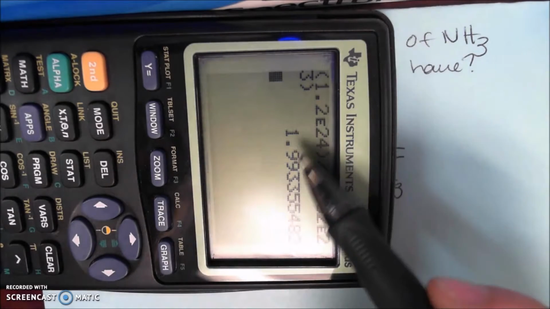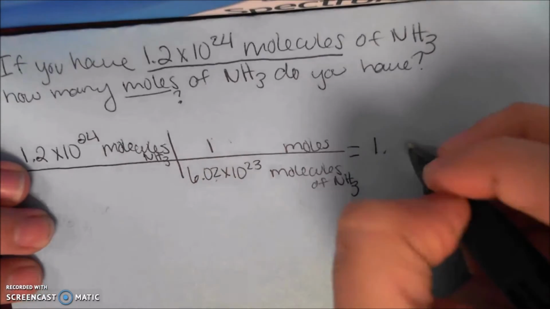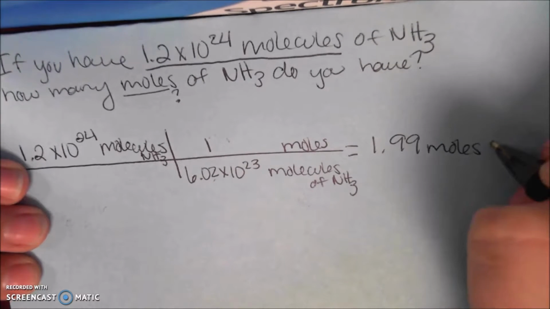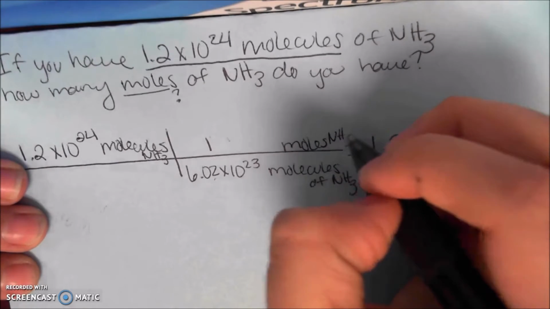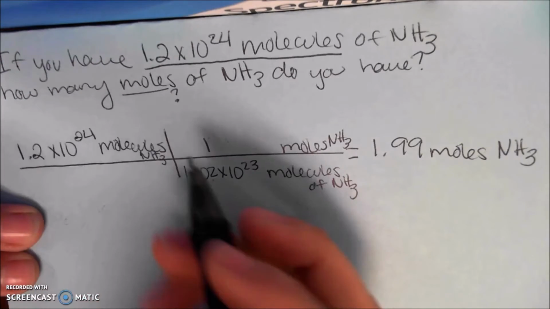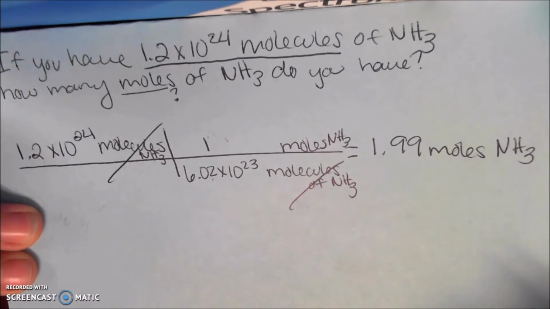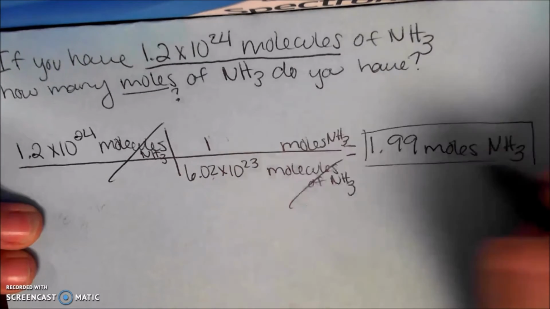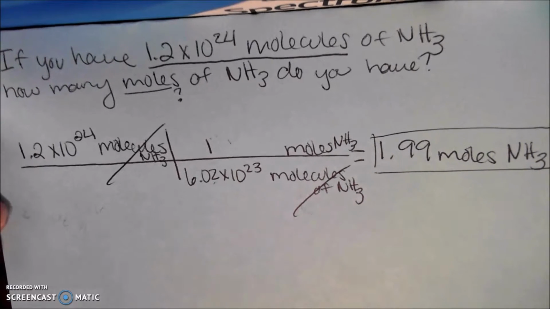Okay, so that's going to be 1.99. So our answer here would be 1.99 moles of NH3. Or we should have put NH3 here. Sorry, that's my fault. And then you can cross out molecules of NH3, molecules of NH3, because we canceled those out. So your answer should be right here, 1.99 moles of NH3. Those are some of our sample problems.